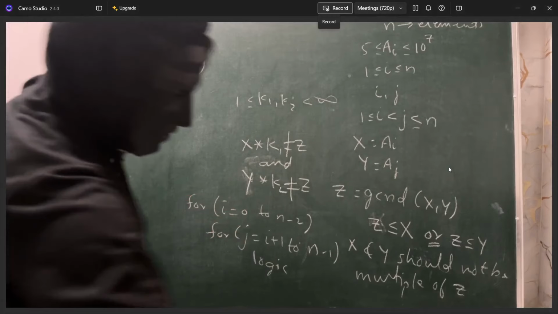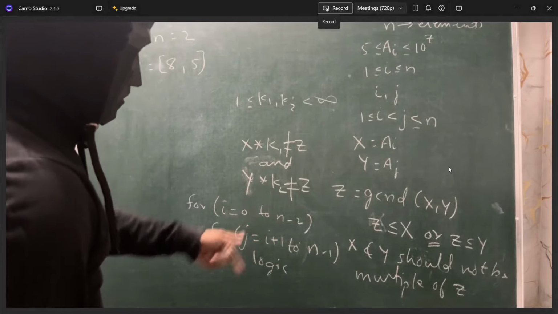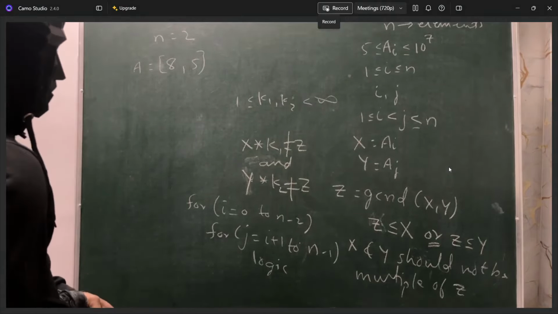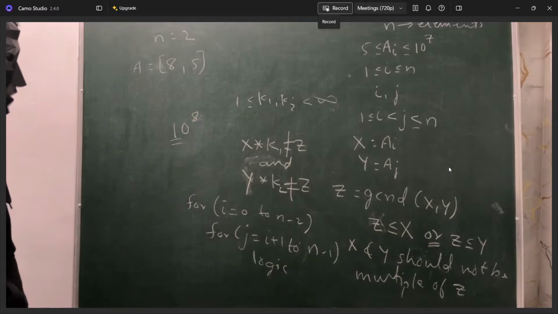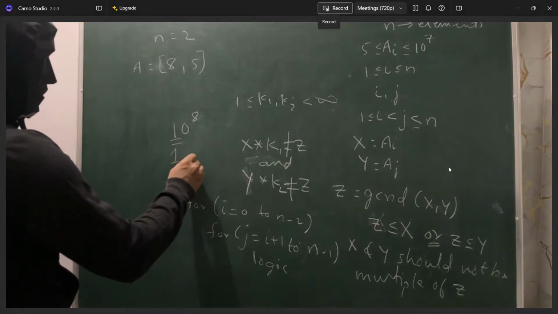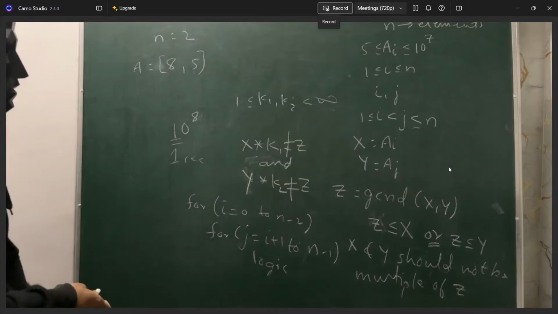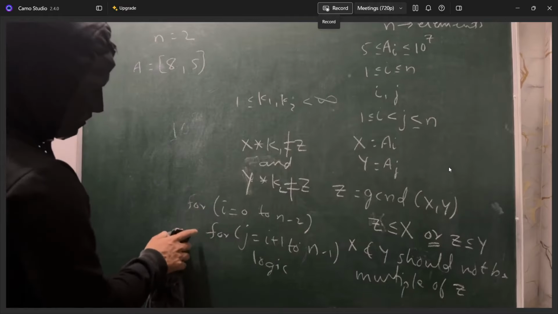Now this will give TLE because n is 10 power 5, so it is n square time complexity, which gives 10 power 10, and 10 power 8 is the max allowed operations for 1 second. If your operations are more than that or equal to this, you will get TLE. So let's try to get rid of these for loops.